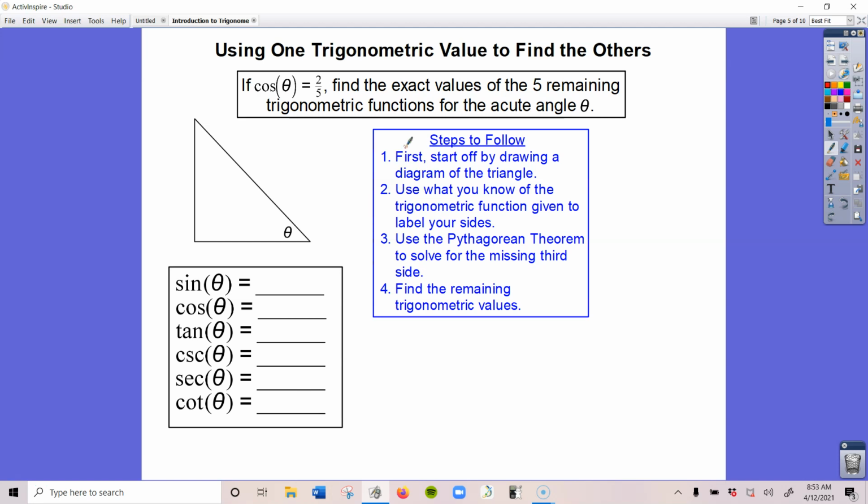So here it says, first start off by drawing a diagram of the triangle. It does not matter how you choose to draw your triangle. I just put this as a template. Okay, you can have it facing the other way, you can have it upside down, it doesn't matter. You assign theta somewhere. Again, does not matter.